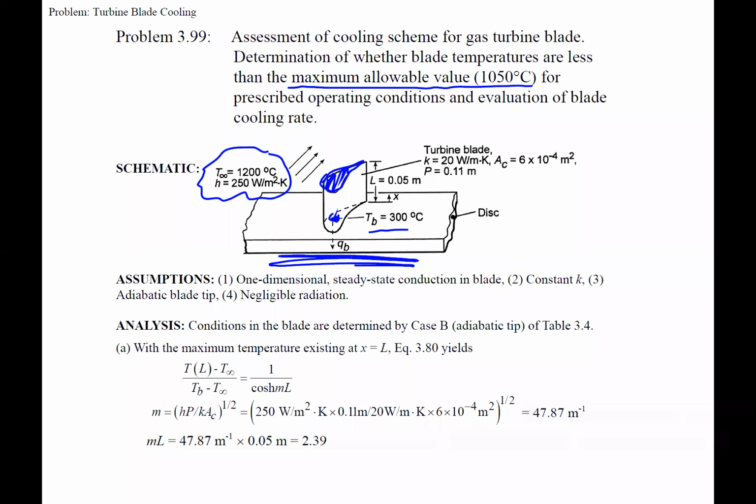Can you repeat the question, Professor? So where do we think this maximum allowable value is along this turbine blade? Would it be at the base?